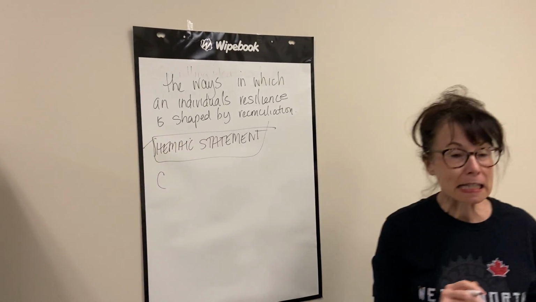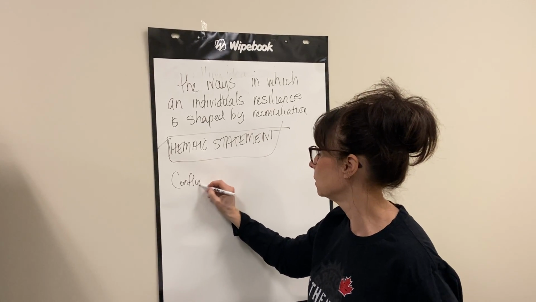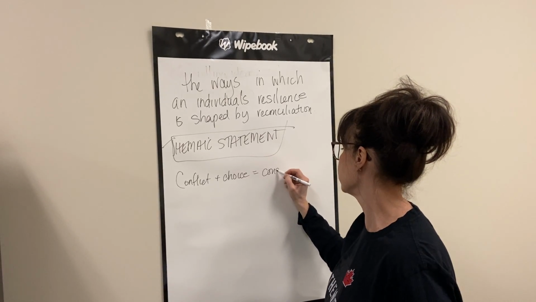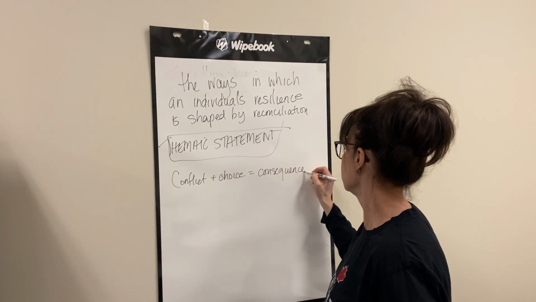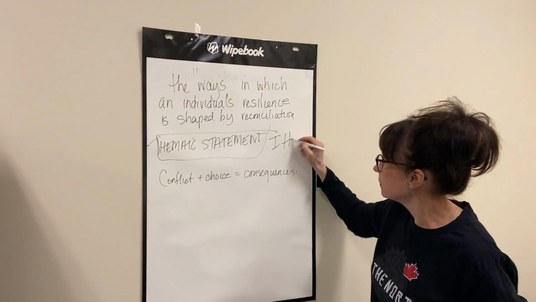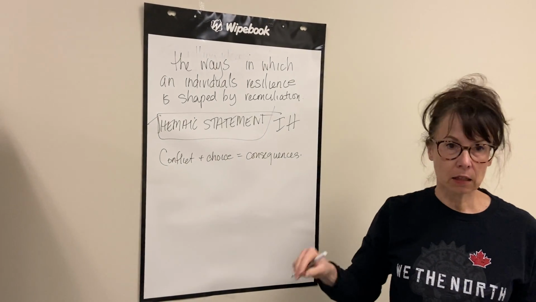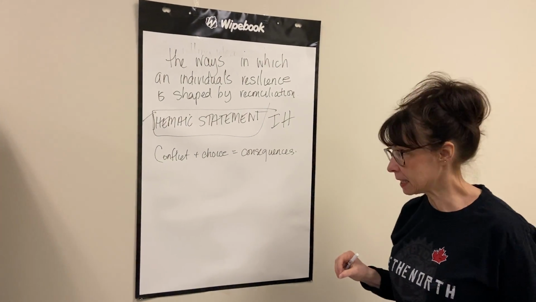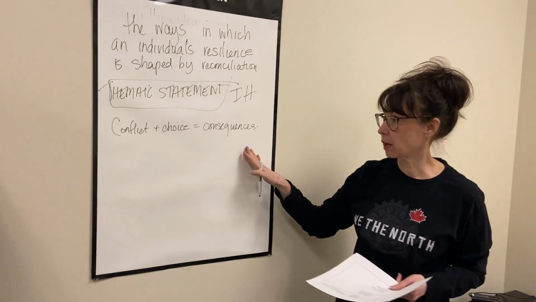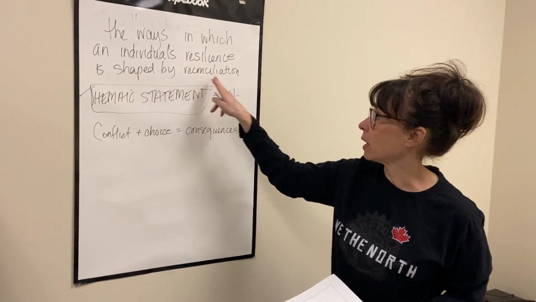Here's your really easy peasy formula to write a thematic statement. Conflict plus choice equals consequences. Okay, and I'm going to do Indian Horse. Let's discuss Indian Horse. So, what conflict does Saul Indian Horse face where he has to make a choice that leads to certain consequences? And remember, it's resilience shaped by reconciliation.